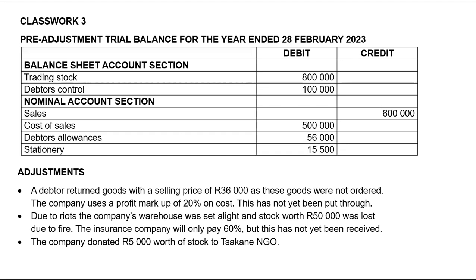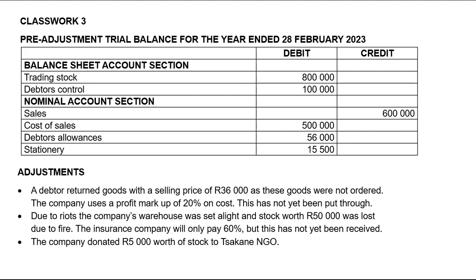And the first adjustment says that a debtor returned goods with a selling price of 36,000 as these goods were not ordered. Now, when it comes to this, I assume that you have watched videos on debtors allowances. And if you have watched the video on adjustments on debtors allowances, you will know that return of goods by customers affects four accounts. The first account will be your debtors allowances. Your debtors allowances will be debited and we will credit debtors control.